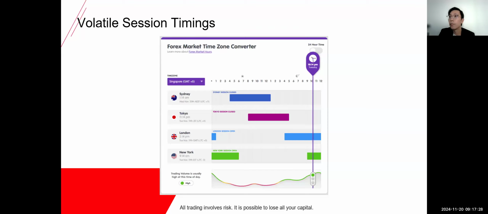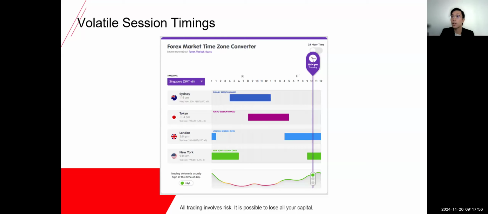Can you see? Let me see. Oh, yeah, it's because of the settings. Give me a second.